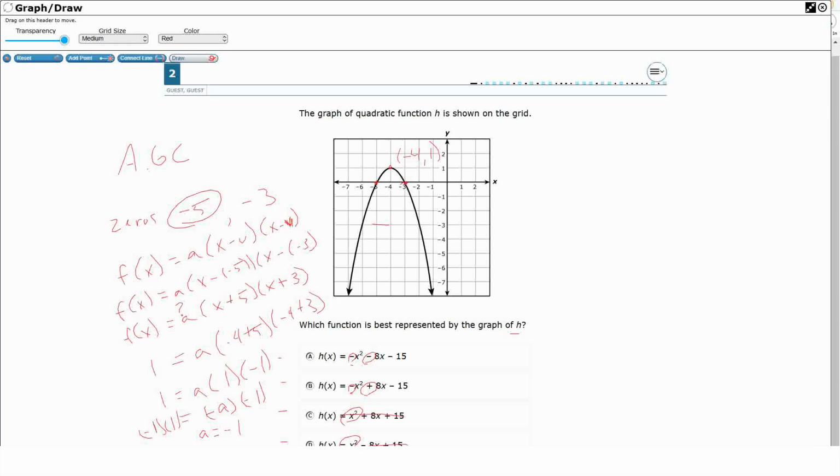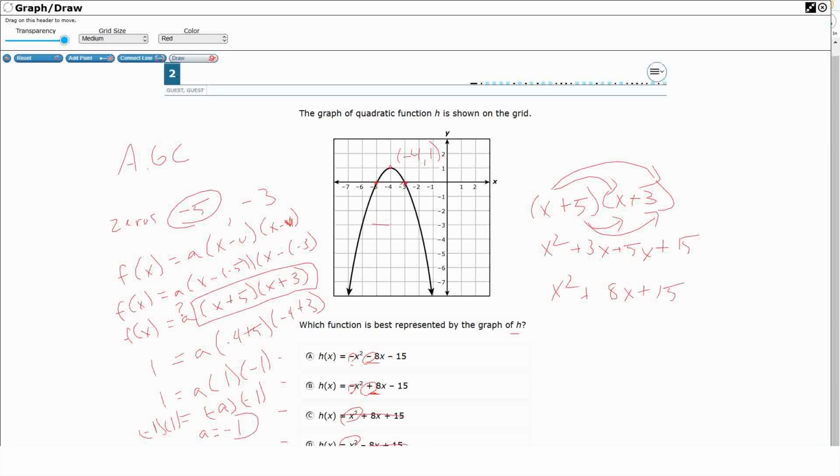And then if we want to figure out whether it's that -8 or that +8, well, we can go back to this right here. And let's just factor this out, right? So let's use FOIL. So I'm going to do x plus 5, x plus 3. I'm just looking at that part right there. And that's going to be x squared plus 3x plus 5x plus 15, x squared plus 8x plus 15. And then we already figured out my a is -1. So I need to make that negative x squared plus 8x plus 15.